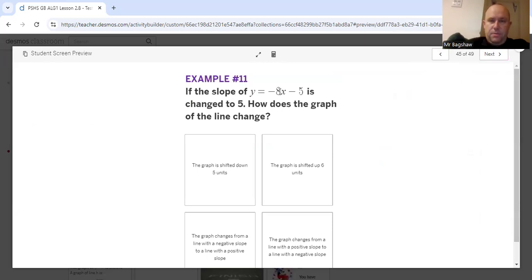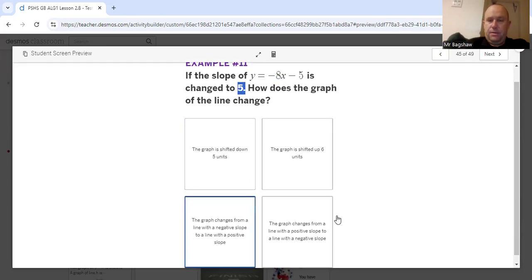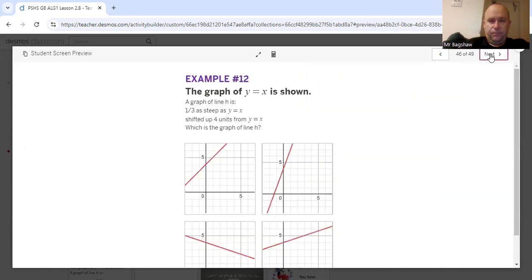Number 11, if the slope of y equals -8x minus 5 is changed to 5, how does the graph of the line change? So here's -8x, but I'm going to change the slope from not -8, I'm going to change it into 5. So you can see that this is a negative slope, and you can also see that this is a positive slope. And for that reason, I can actually select the answer pretty quickly. You could, of course, type in -8x minus 5 and type in 5x minus 5 and take a look at the picture. That would also get you to that answer.